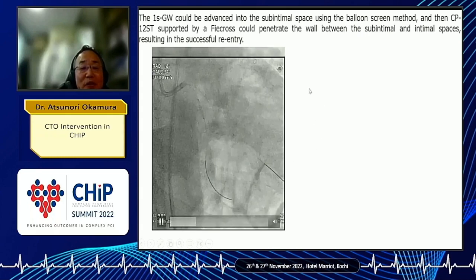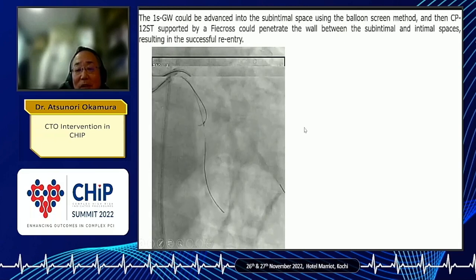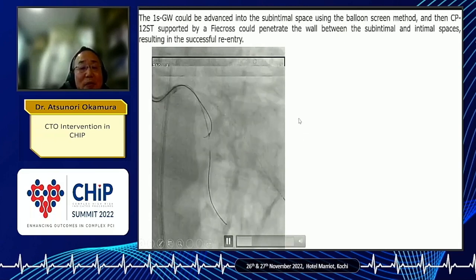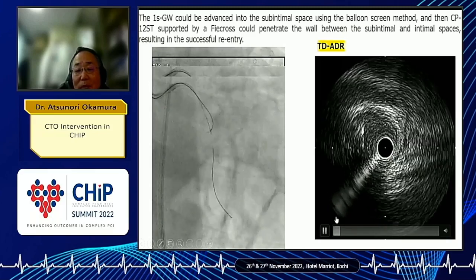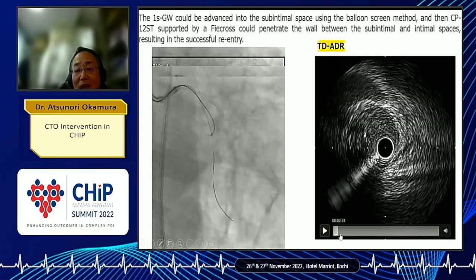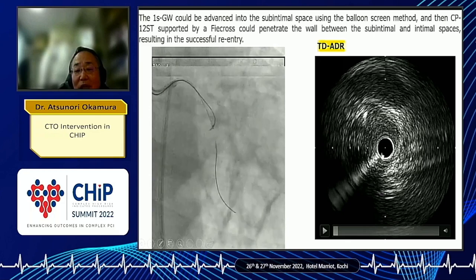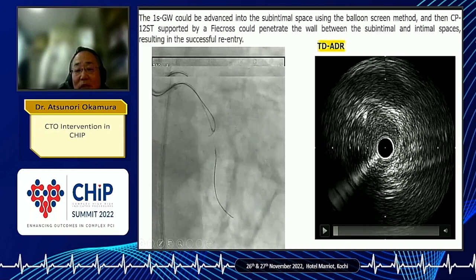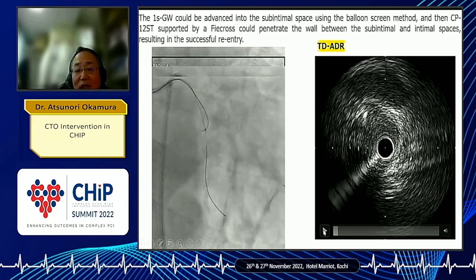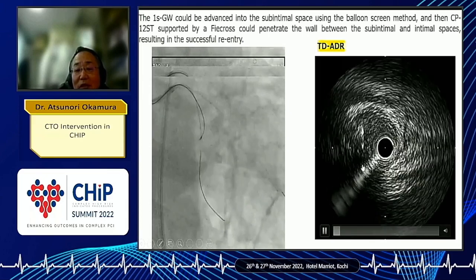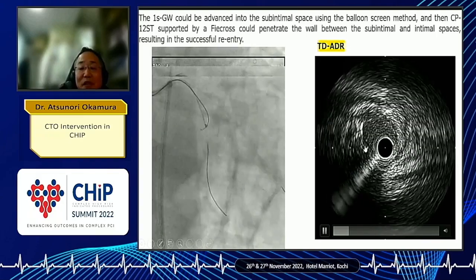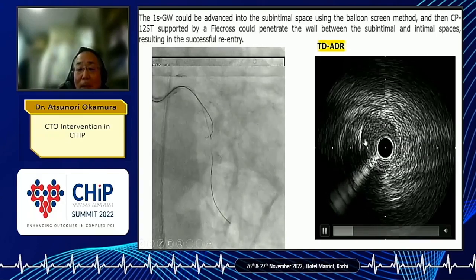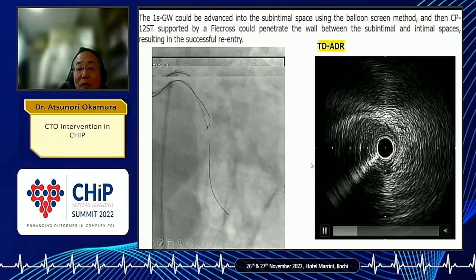So I opened a small balloon and I checked the IVUS and I did a tip detection ADR like this. So this is a true lumen. The true lumen was collapsed, but there was a target. This is a subintimal space. So this is a puncture wire. So the puncture wire was directed to the target like this. This is just a direct visualization. So the guide wire penetrated into the true lumen like this.